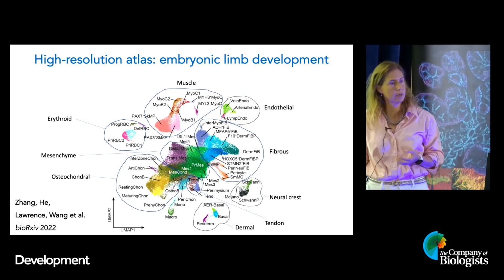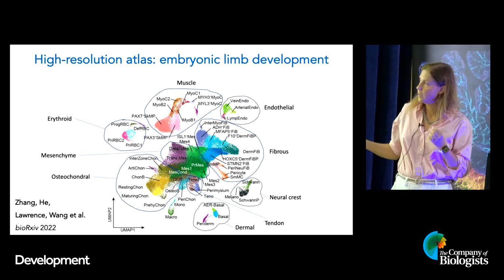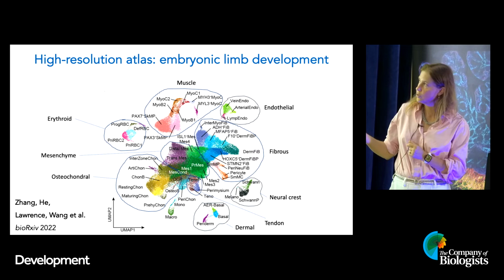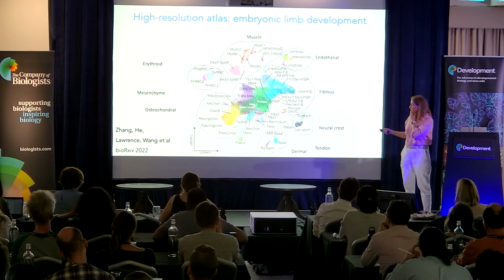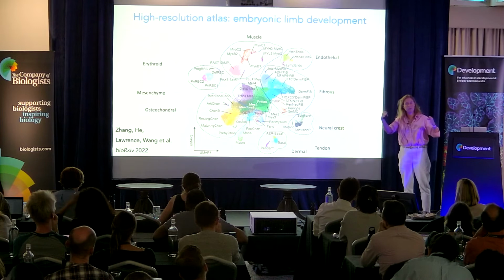And then looking at human limb development, he was able to intellectually dissect all of the different lineages, including the muscle, which is what we're focusing on in the first place, but also osteochondral, all the fibroblast populations, and then, of course, the tendons and the skin cells that are surrounding it. So you have here many different lineages that are squashed together in one structure and that are talking to each other as they develop going forwards.